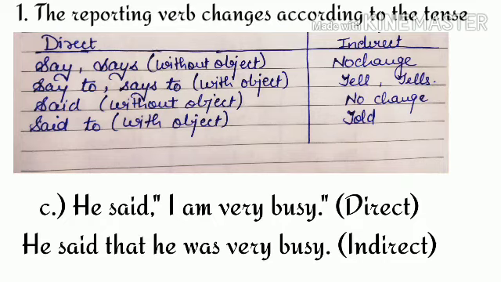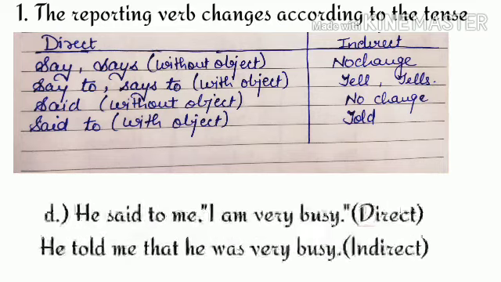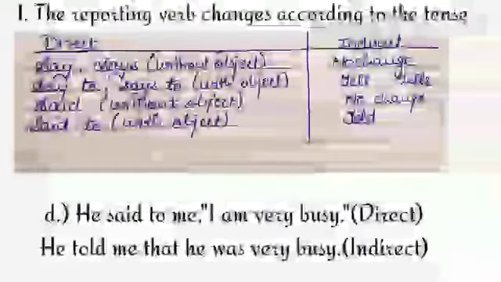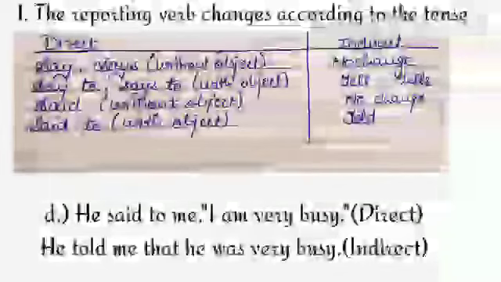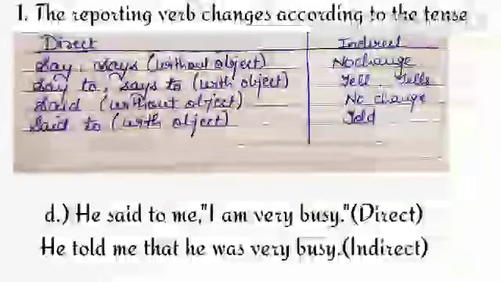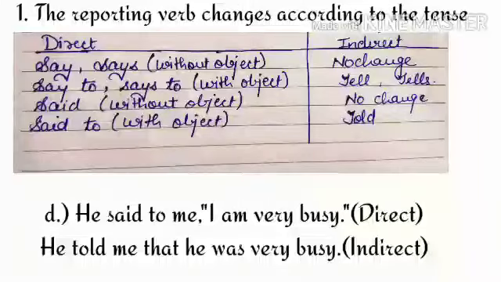Is changed into was. Now, if in direct speech the reporting verb is in past tense with object, that means if said to is written in direct speech, then it is changed to told in indirect speech.